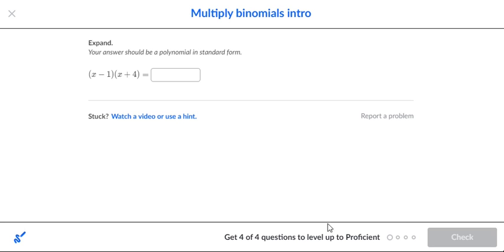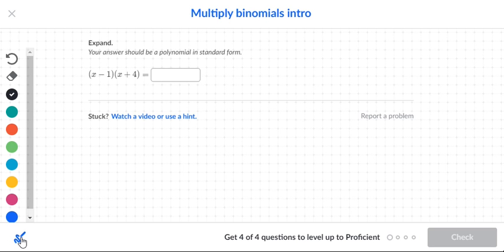Okay, so what we want to do is multiply these two binomials together, and basically we're going to do it the same way we did it in the other video. So we're going to say x minus 1, and then I'm going to write down my x plus 4. This single x is my first or my front term. This negative 1 is my last term.